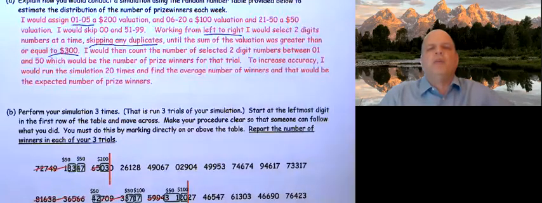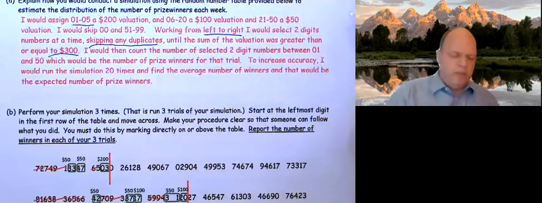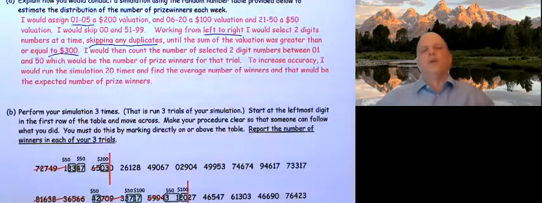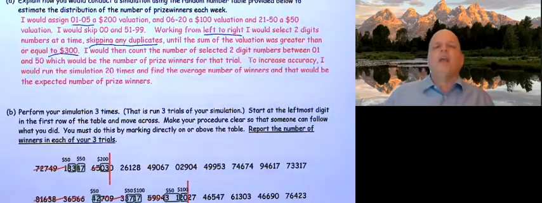I would then count the number of selected two-digit numbers between 01 and 50, which would be the number of prize winners for that trial. To increase accuracy, I'd run the simulation a bunch of times. I said 20 times, but really we want to run it a bunch of times and find the average number of winners, and that would be the expected number of prize winners.